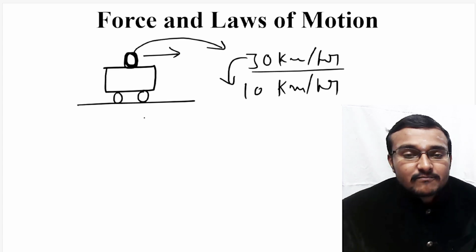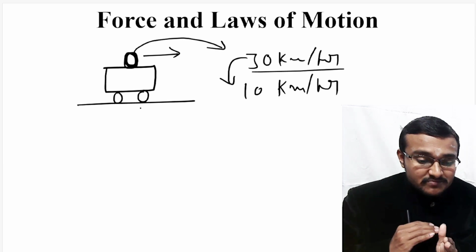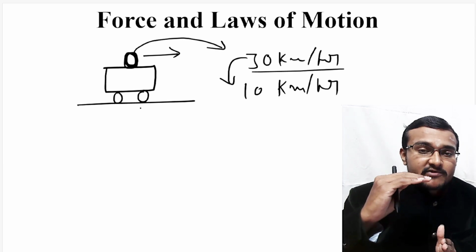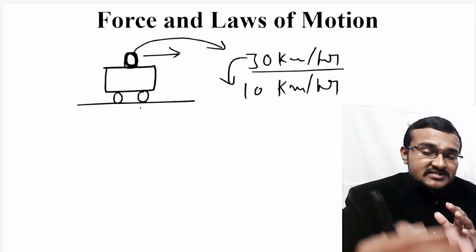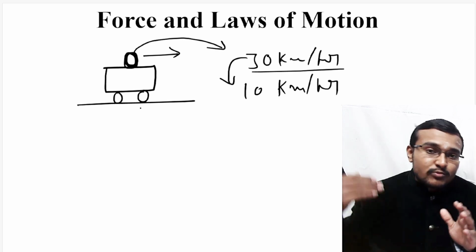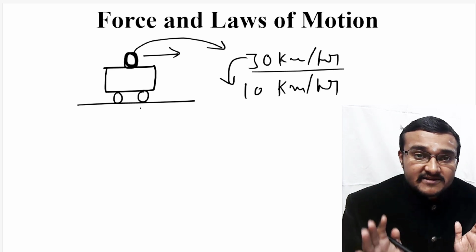object. This object will move. That means whenever there is deceleration happening in the bus, the object which is kept on the top of the bus will move forward, and whenever acceleration is happening, that object which is kept on the bus will move backward because of the inertia which is there on that particular object.